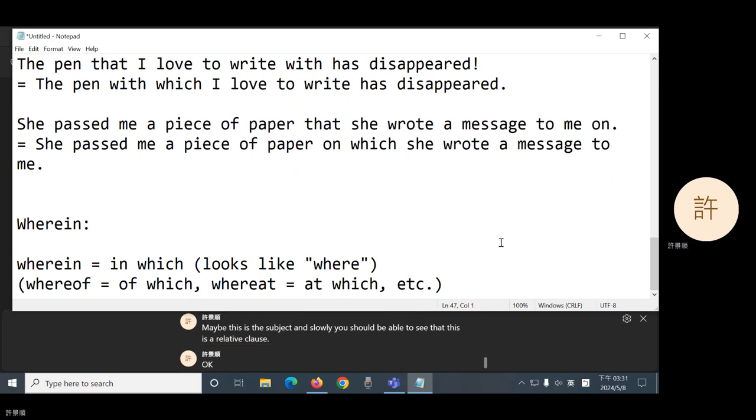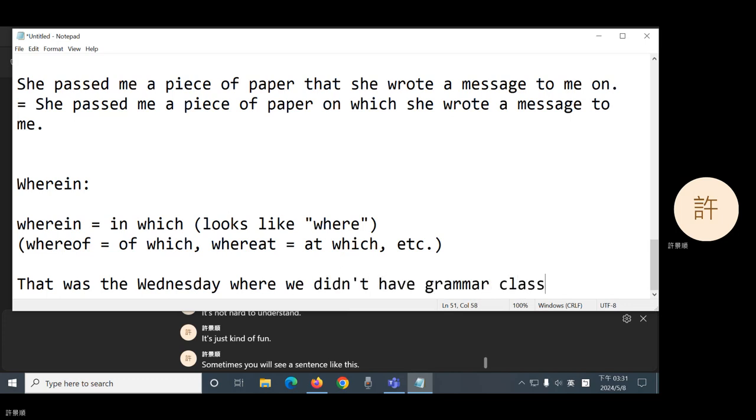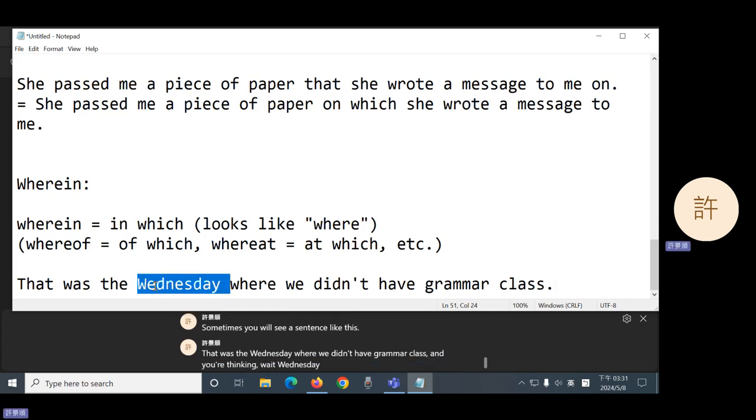Okay, last thing. And this one is kind of fun. It's not hard to understand, it's just kind of fun. Sometimes you will see a sentence like this. That was the Wednesday where we didn't have grammar class. And you're thinking, wait, Wednesday. That's a time. Why does the sentence say where?